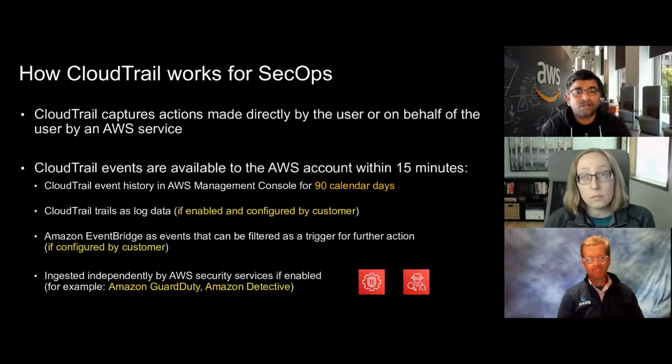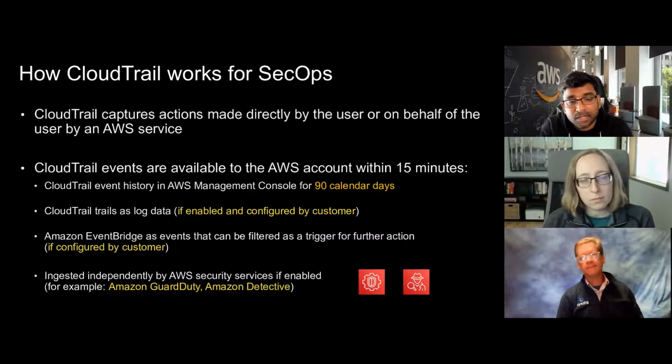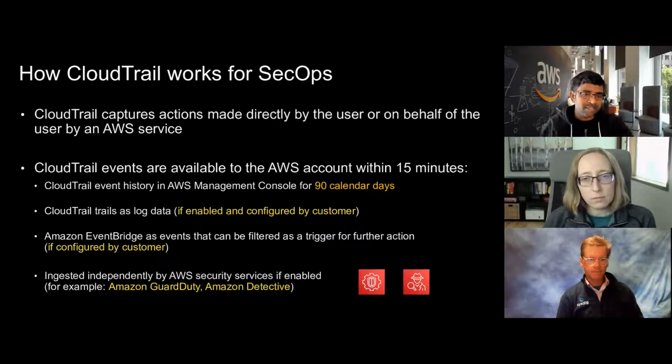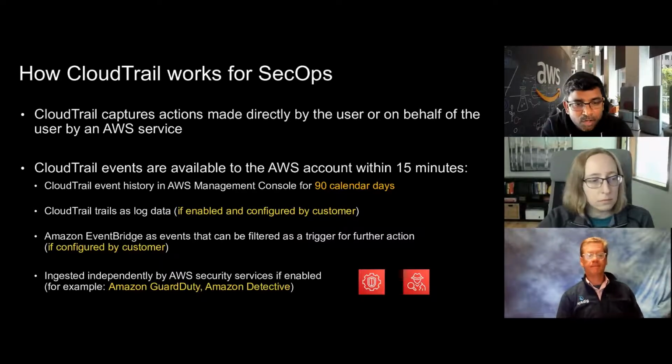For example, Anna mentioned an S3 bucket being public, right? If you detect such an event, you can create an event action with a Lambda function so that you can block the public access of that S3 bucket. This is a very simple example, but you can build very sophisticated automations using EventBridge and Lambda with CloudTrail data. A lot of our services, as I mentioned earlier, use CloudTrail as a source of truth.